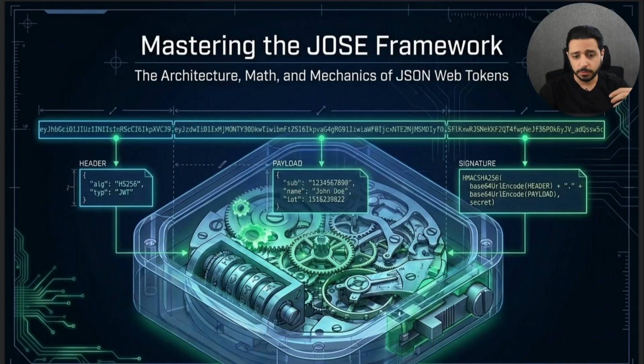But there's a problem. Most developers use JWTs every day, but very few actually understand how the specification works. Because of that, many applications are vulnerable to simple attacks. So in this video, we are going to look under the hood. We aren't just going to use a library. We are going to learn the entire JOSE framework, which stands for JSON Object Signing and Encryption. We will cover how they are structured and the exact rules you need to follow so your microservices stay secure.